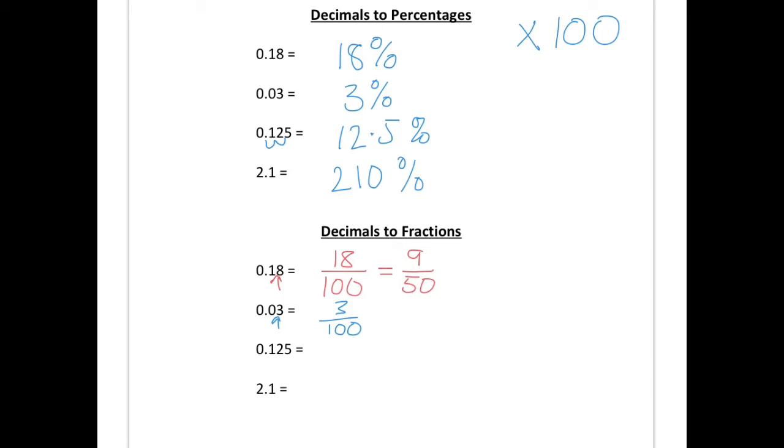In our third one, the 5 is actually in the thousandths column. So that's 125 over 1000. 125 1,000ths. And again, we can simplify that down, and you might be able to do it in one go, but if not, we can divide top and bottom by 5 to get 25 over 200.